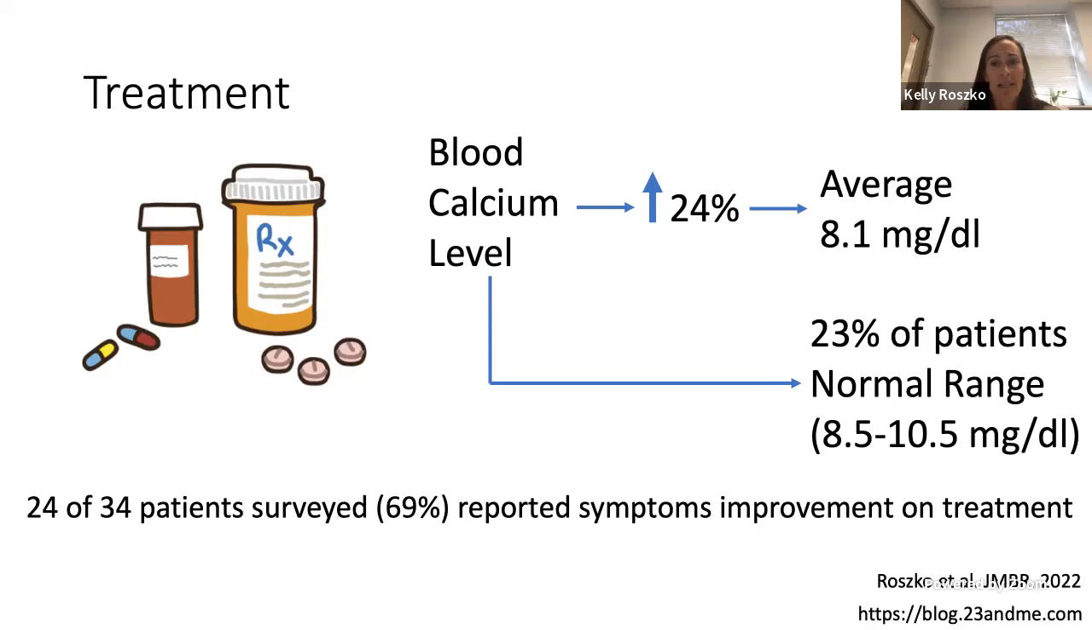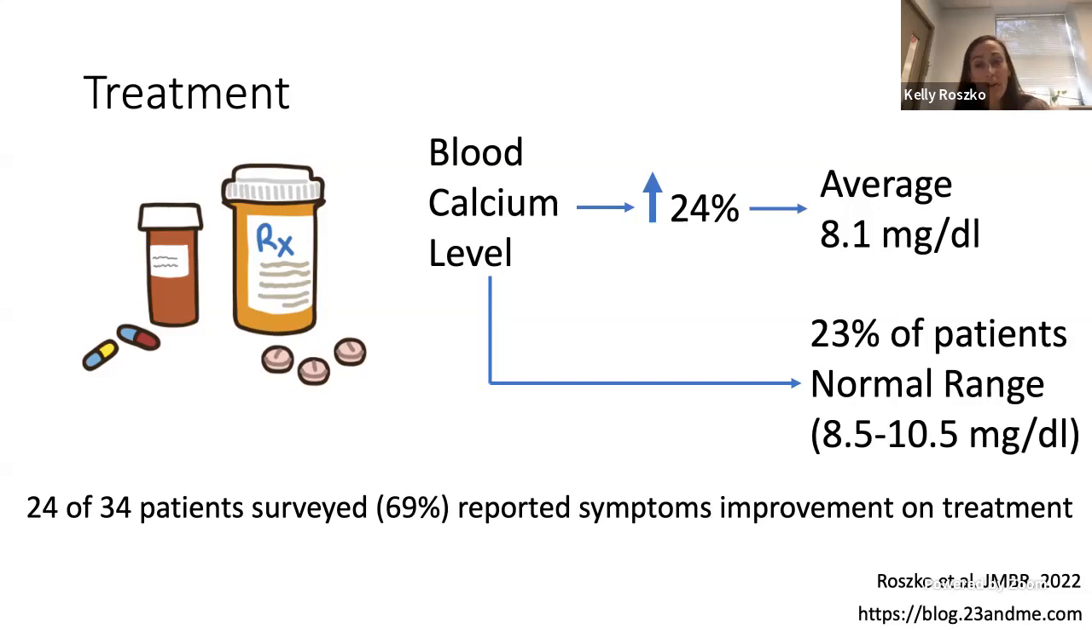So the average blood calcium of the treated patients increased by 24% to an average blood calcium of 8.1 milligrams per deciliter. This is right below the reference range, that normal range. 23% of the patients had blood calcium measurements on treatment that actually were in the normal range. Now, it's important to remember that we often have a goal of keeping that calcium just below the normal range, or in the low normal range, to prevent those urinary calcium effects and that urine calcium from increasing. And we'll talk more about that next.